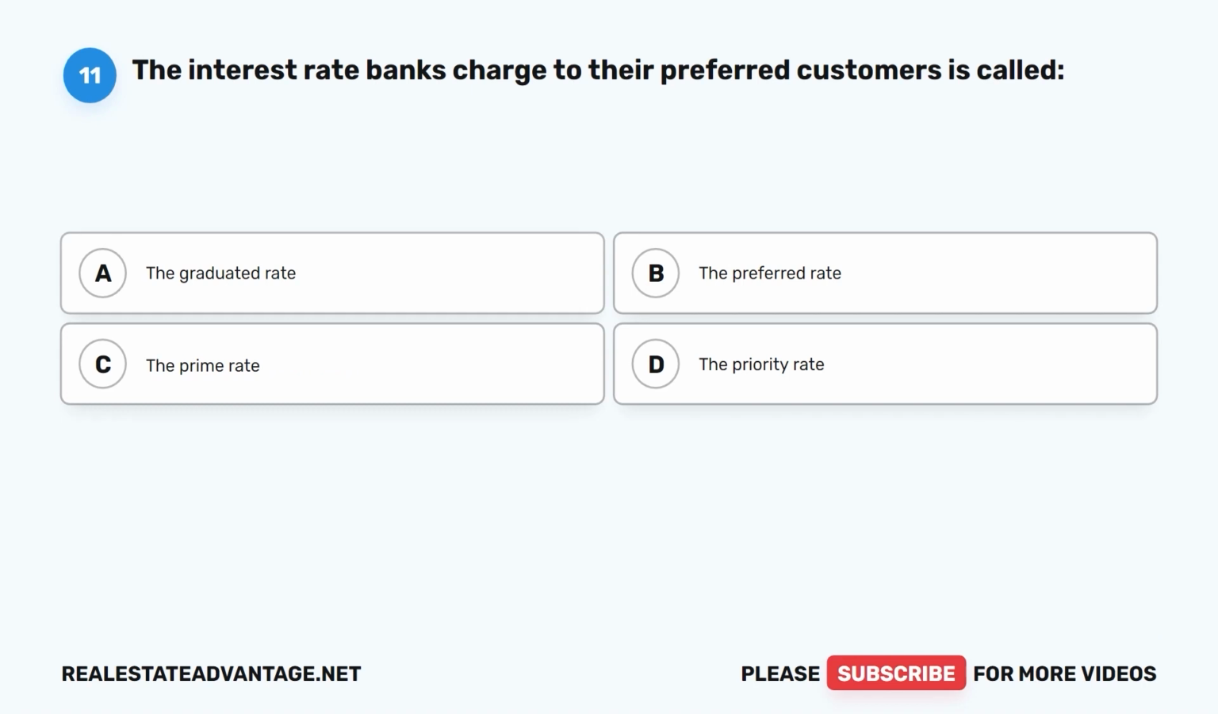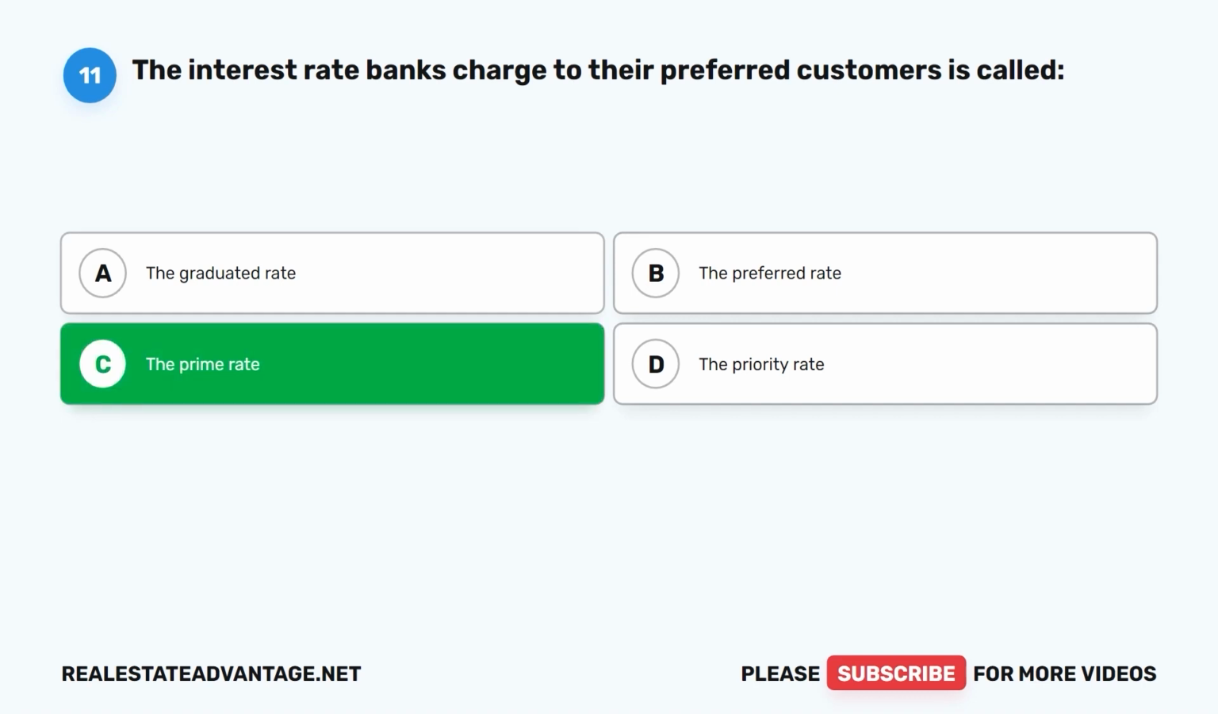Question 11. The interest rate banks charge to their preferred customers is called A. The graduated rate. B. The preferred rate. C. The prime rate. D. The priority rate. The correct answer is C.